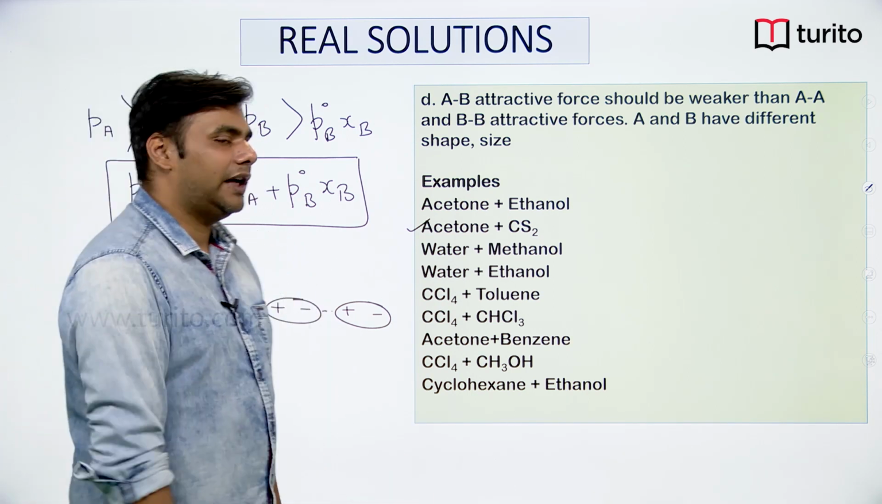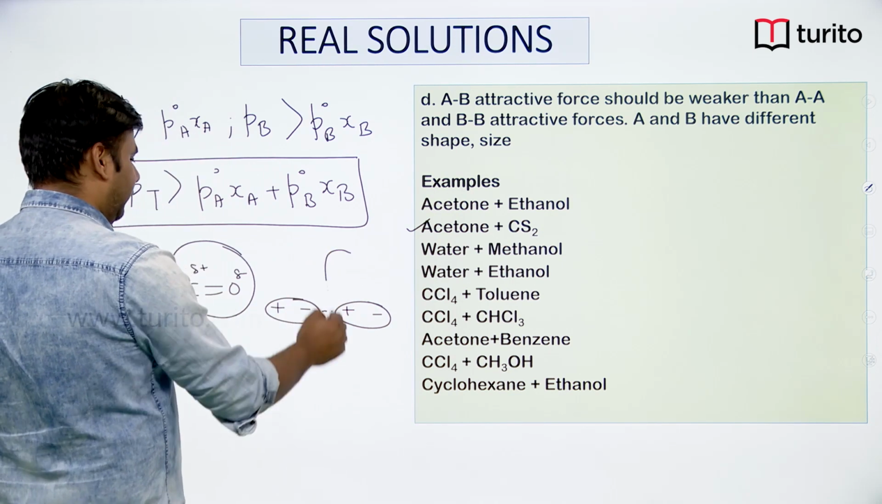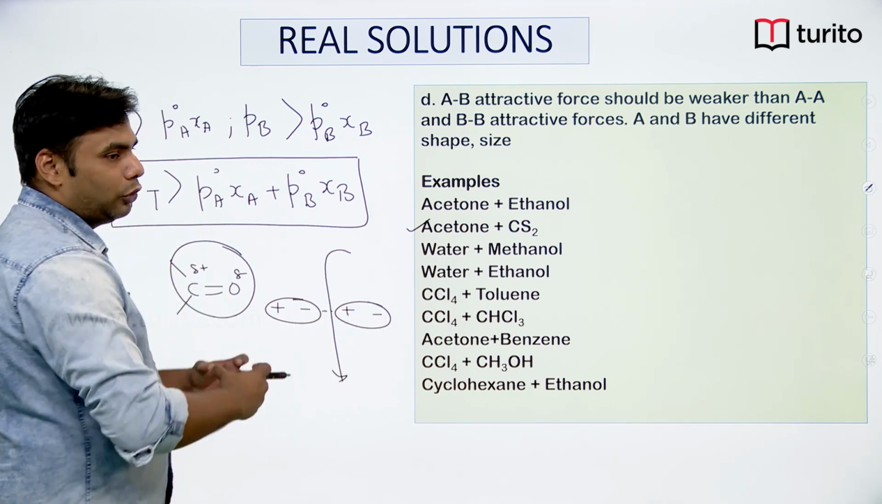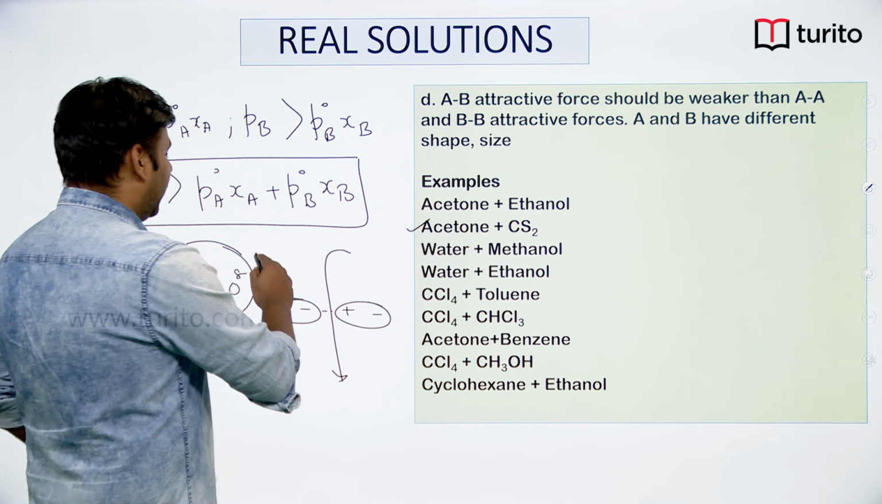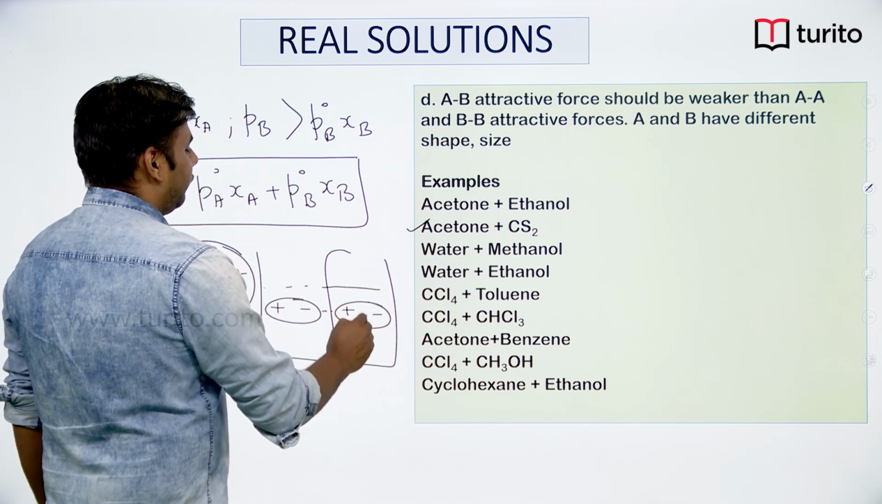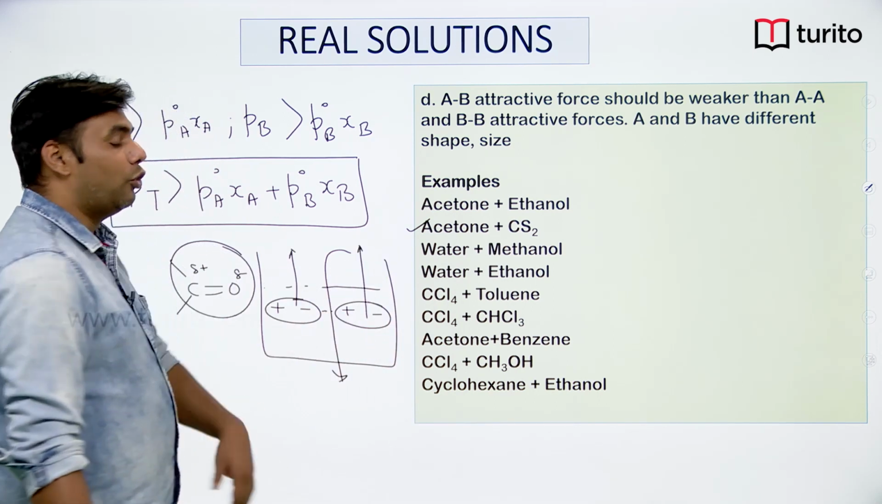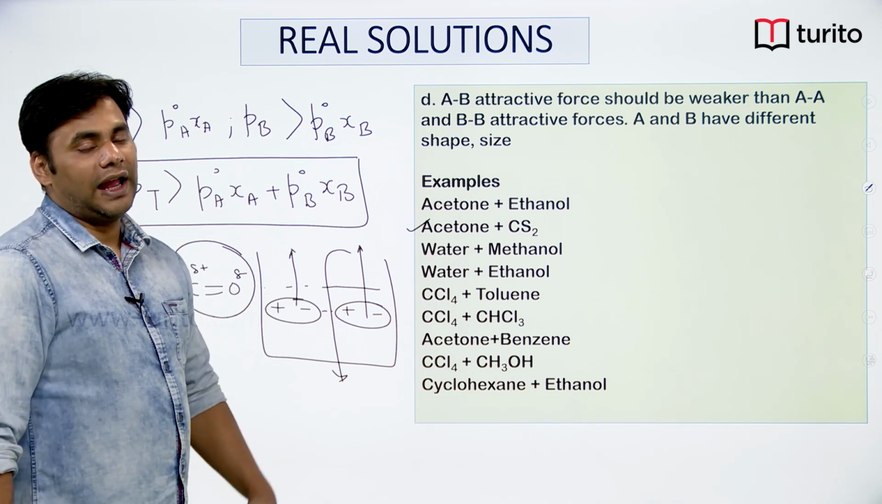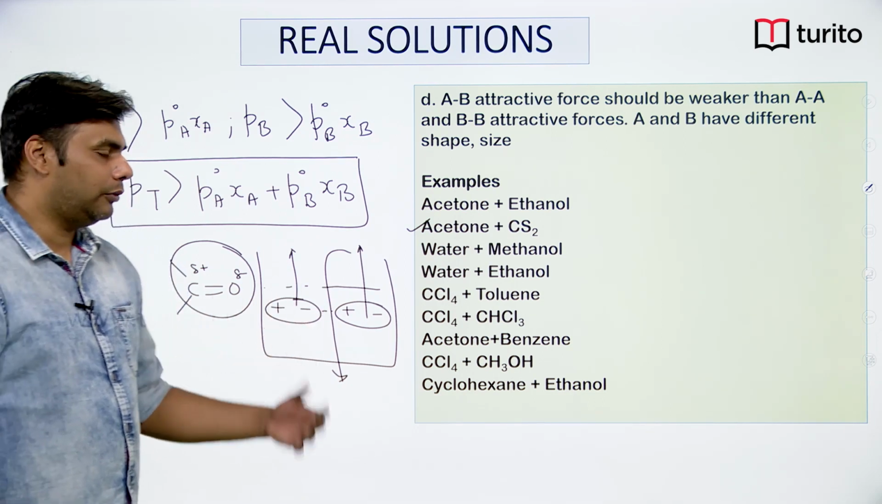Now when you add carbon disulfide to it, carbon disulfide will come in between them. It will weaken this interaction. Both of them will get free, and now both of them can escape from the solution into the vapor phase. So more vapor would be formed than expected from Raoult's law, so the pressure would be more.